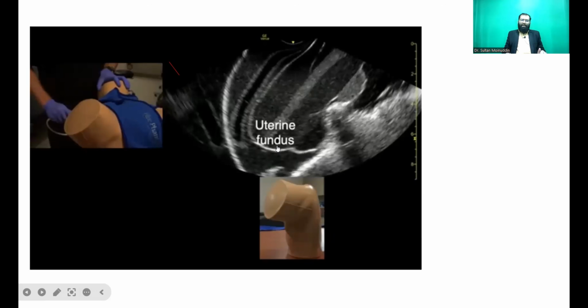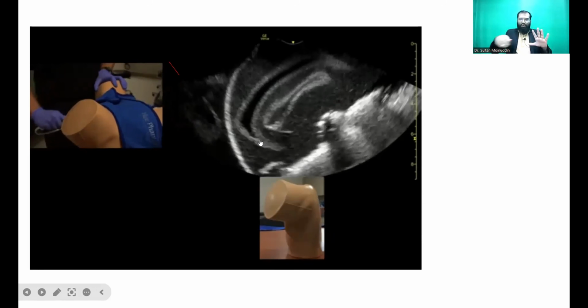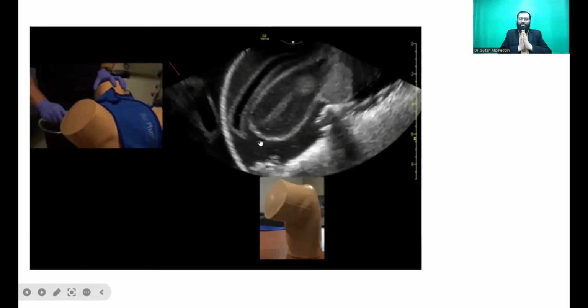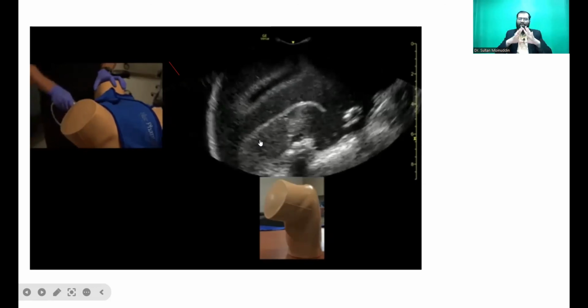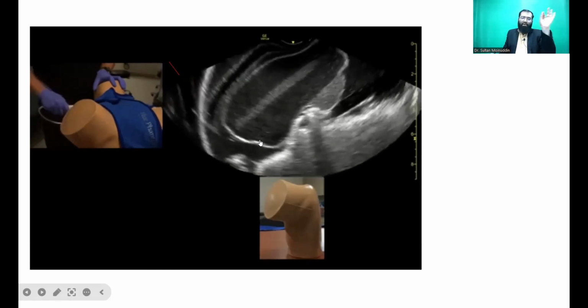This is the uterine fundus, the endometrial stripe. Now never forget, you should sweep through. You got one image, you should not diagnose on it. You have to sweep through it so that a small fibroid, small lesion, or small cyst is not missed out. Okay, never forget sweeping.